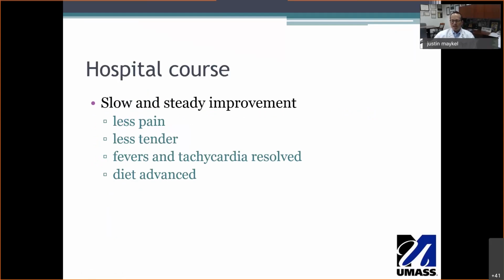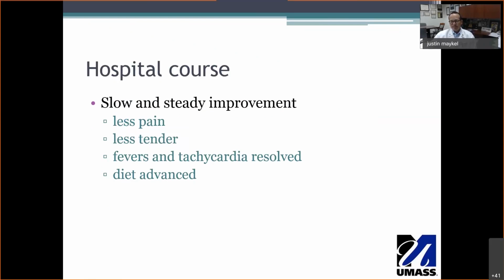Next slide. So the patient actually did well with this approach. Over the ensuing several days, she had less pain. Her tenderness improved. I wouldn't say that her tenderness resolved, but it improved significantly. She no longer was having any low-grade fevers. Her heart rate was back into the 80s with some hydration. We were actually able to slowly advance her diet all the way up to some regular food.